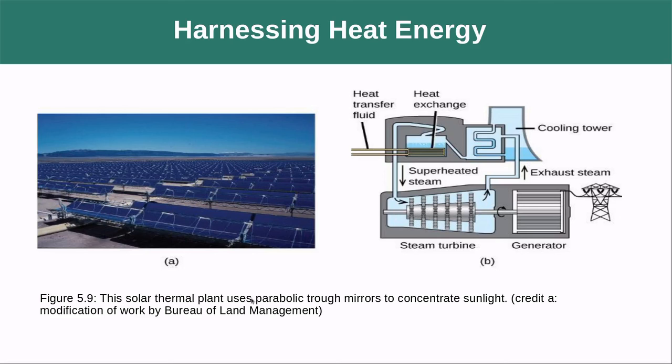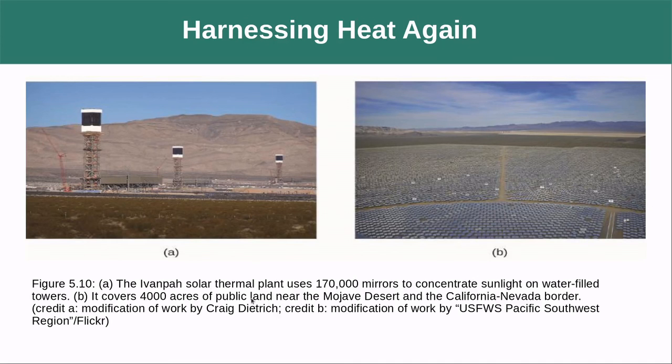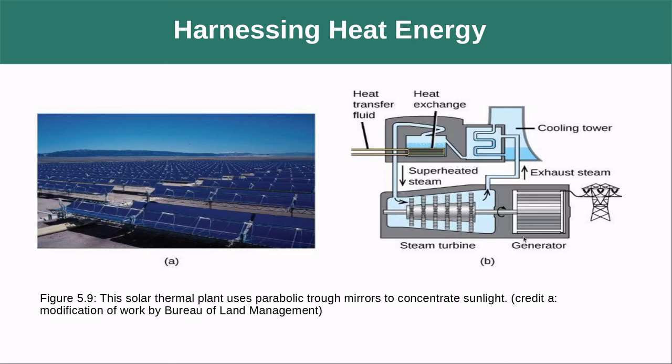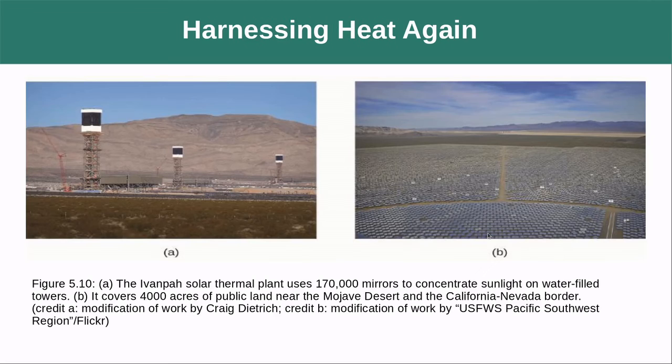So you can see an example of harnessing heat energy here. This is a process where they take a whole bunch of mirrors out in the desert and focus them all on one point in order to heat water up to a boil. And then when they do that, it produces steam that they force through a turbine. It's kind of like a giant magnifying glass that you may have used when you were a kid to set a leaf on fire or something cool like that.